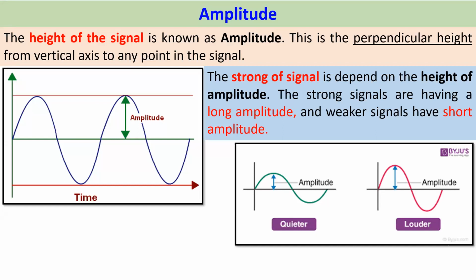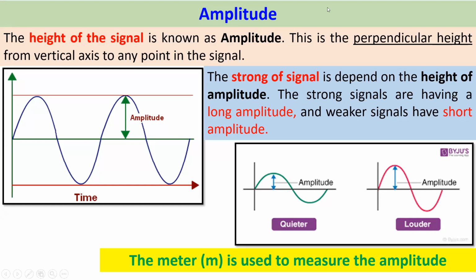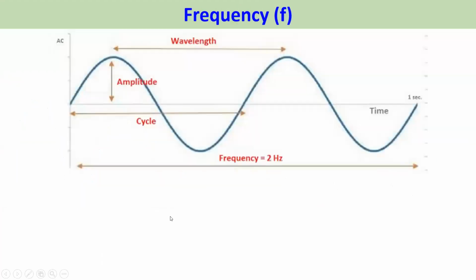Okay, this is about amplitude. Then we'll move to the second property. Before that, there is another statement here: the meter is used to measure the amplitude. Measuring amplitude, the suitable measurement unit is the meter. That's also pointed out. Then we'll move to the second property, frequency.